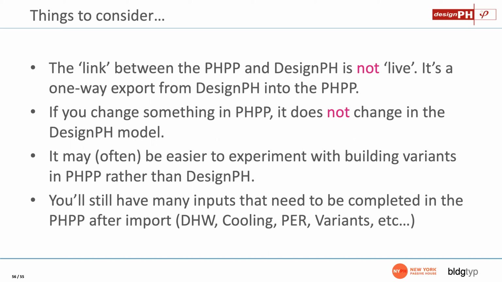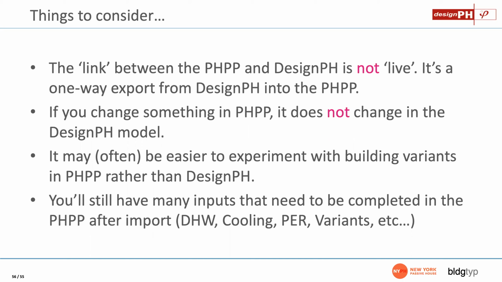In many cases, what we find is that it's actually easier to do a lot of experimentation and optimization in the PHPP rather than the DesignPH. What that means in practice is that the DesignPH is super important and it's a critical piece of our workflow. It's primarily used to manage geometry: to create geometry, assess shading, and then push it into a PHPP where we then build it out in a more robust fashion. We might use the variance worksheet at that point to do things like optimization, look at different versions, etc. That's often a lot easier in the PHPP than in the DesignPH.